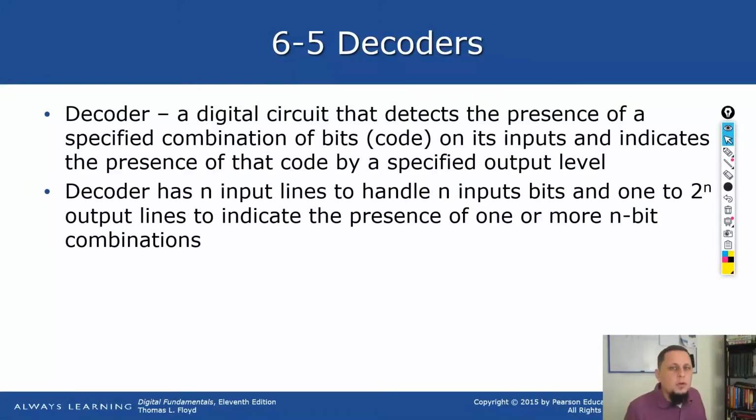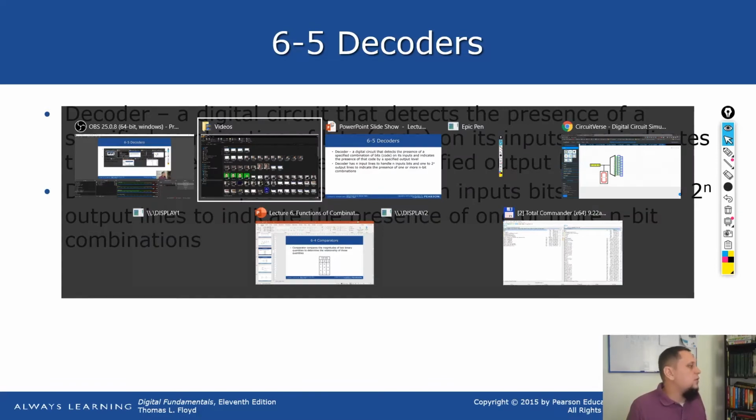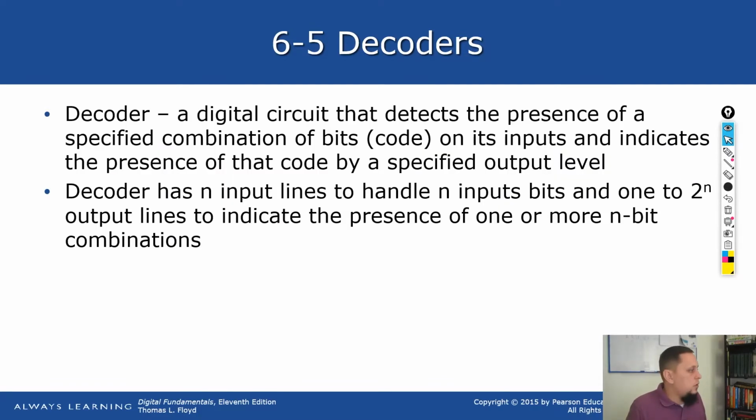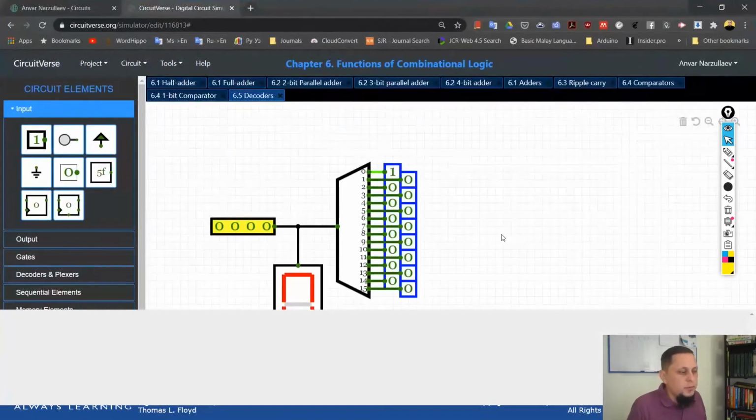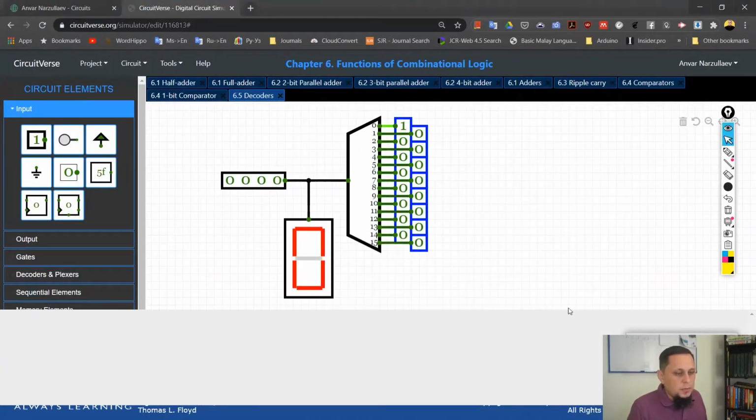Next, let's talk about the decoders. So what are the decoders? Decoders are digital circuits that detect the presence of a specified combination of bits at the input, and indicate the presence of that code by a specified output level. So basically what this means is, for example, if you use this binary decoder, let me open it here. This is an example of the decoder.